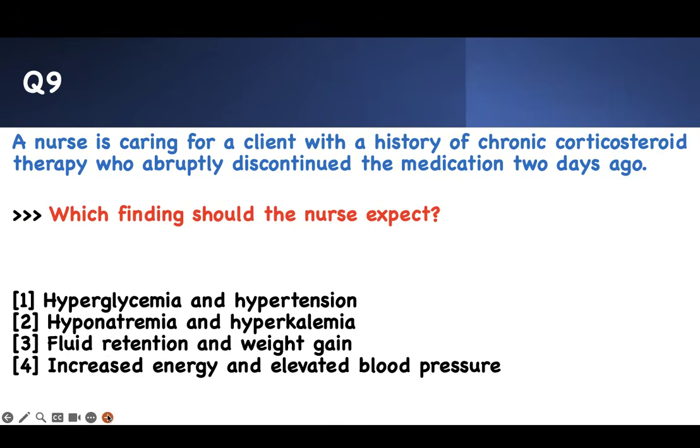A nurse is caring for a client with a history of chronic steroid therapy who abruptly discontinued their medication 2 days ago. Which findings should the nurse expect? Endocrine, like I said, plays a major role in physiological adaptation, because most of the conditions are under physiological adaptation. When you do something, your body changes and you have to adapt to it, hypothyroid and all those conditions. It's a key word there. Patient is on steroid, and then they stop taking it. What do you expect?